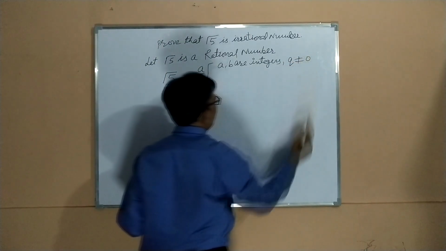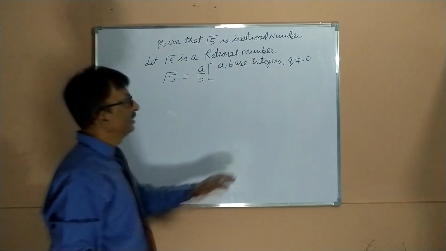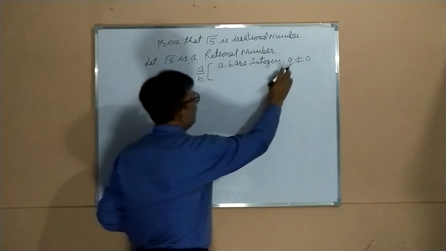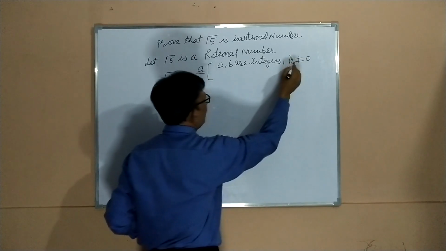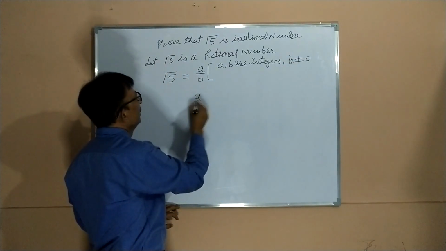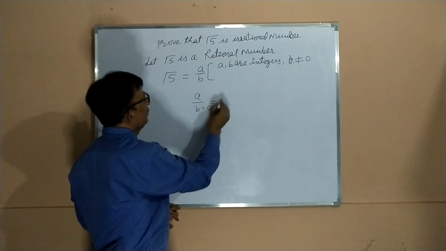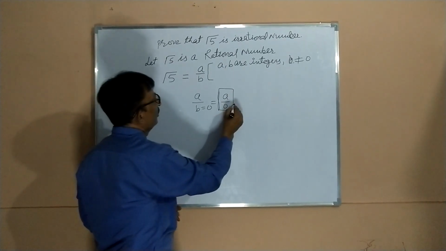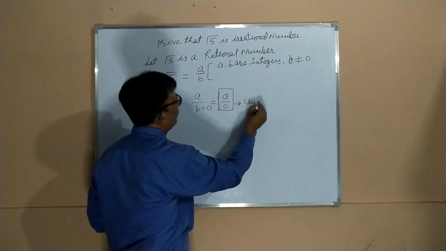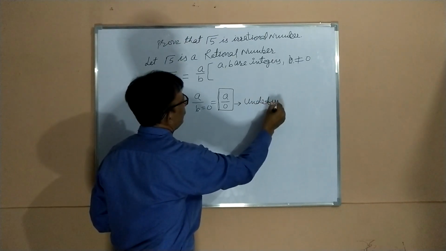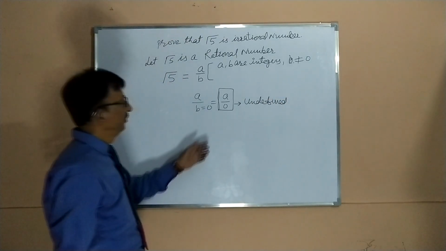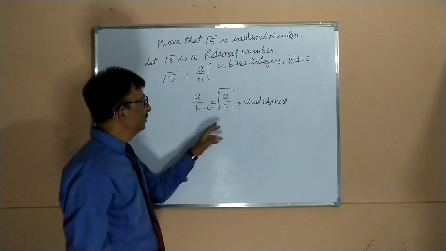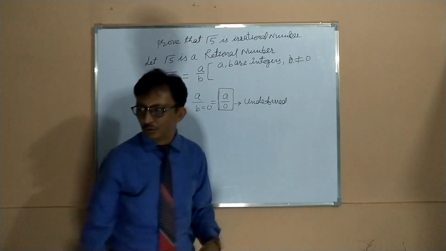Now a question arises: why is b not equal to 0? Because b is the denominator. If b becomes 0, this gives us a upon 0, and any number with 0 as the denominator becomes undefined. That is why b is not equal to 0 here.